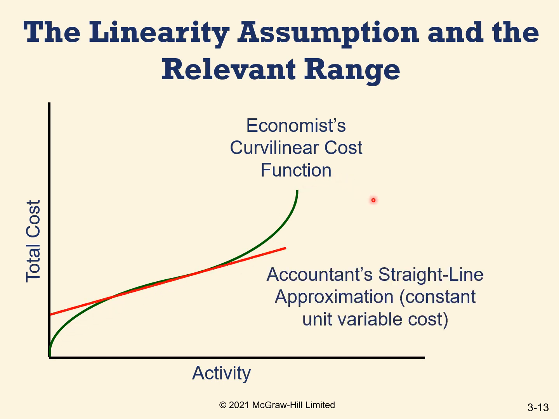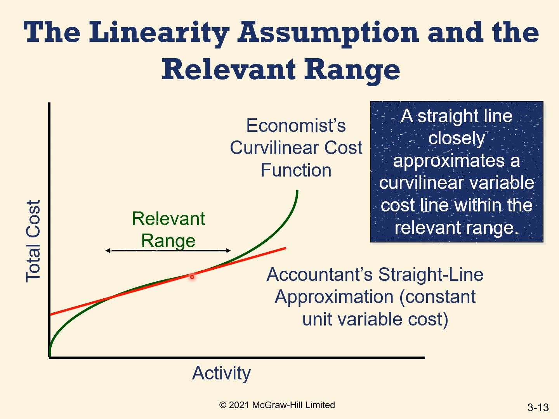But from an accountant's point of view, we like to use our accountant's straight line approximations. We have a constant unit variable cost. So I think again of our true variable costs, that for every product or activity we incur, our cost is going to go up in a straight proportional fashion. The way we can get away with this is that a straight line closely approximates a curvilinear variable cost line within a certain relevant range. So this is the relevant range we've been talking about. If we look at this line here, for example, in this relevant range, if we cut it here and here, well, it is functioning as a straight line.